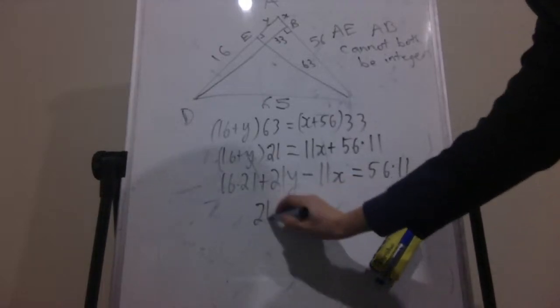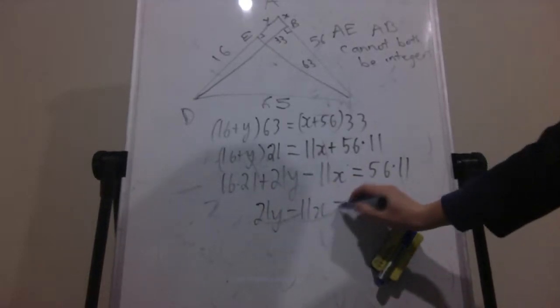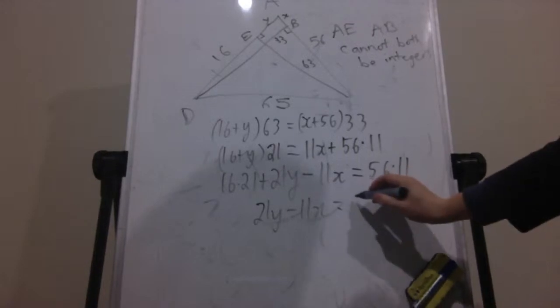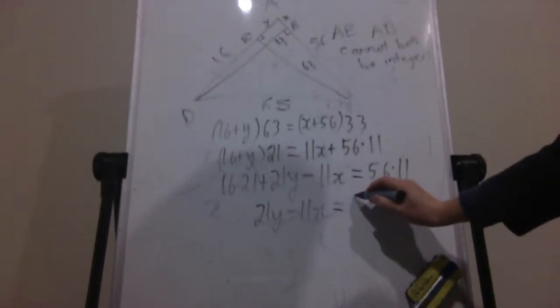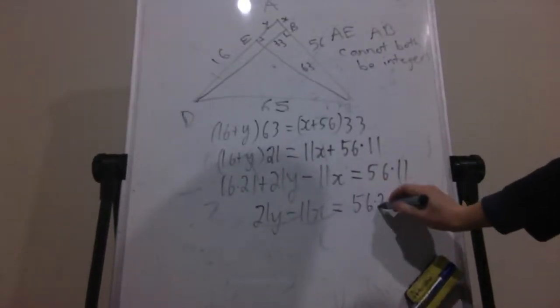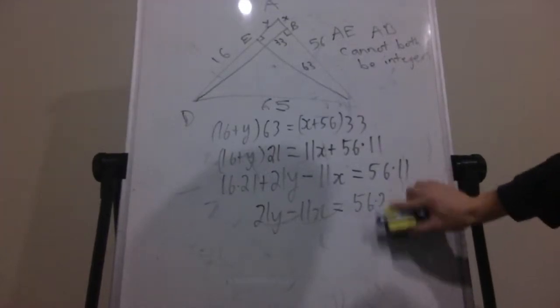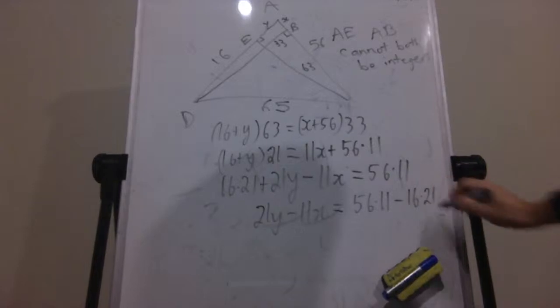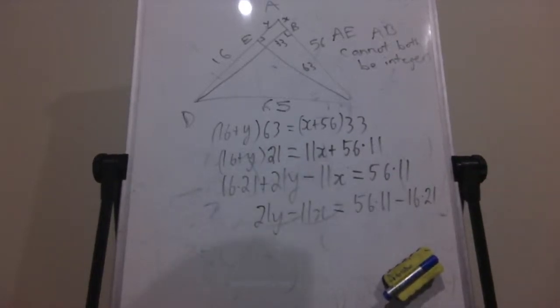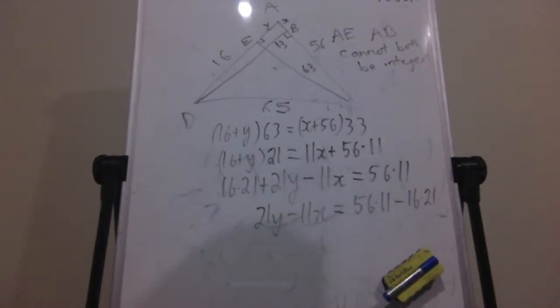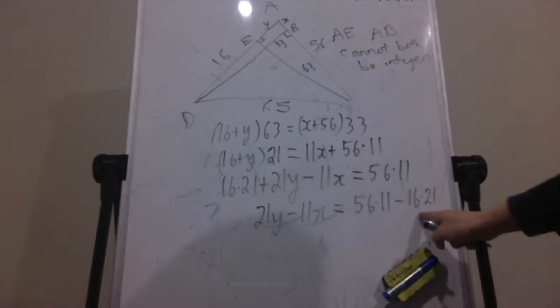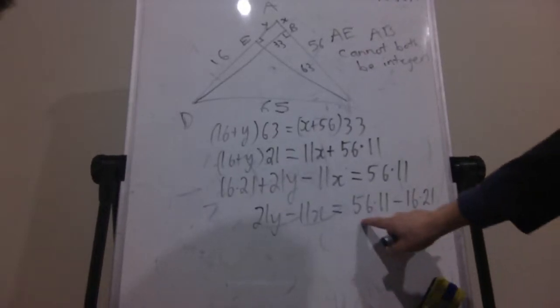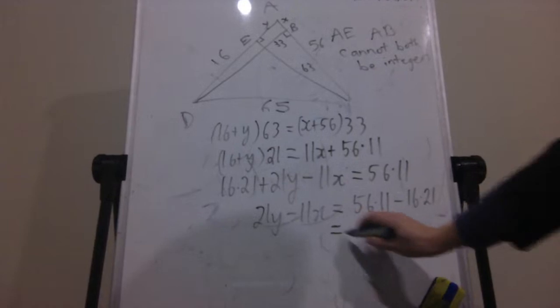Okay, so 21y minus 11x equals 56 times two, and 11 minus 16 times two times 21. You just have it parallel and you can find your unit pretty sure. Yeah, I mean, what's this number here? What's this number?